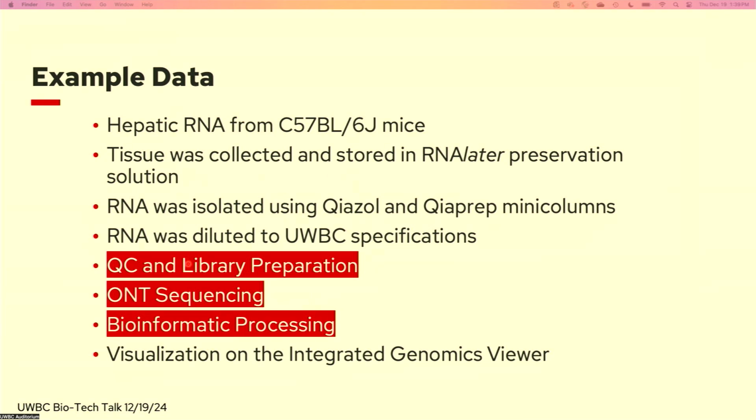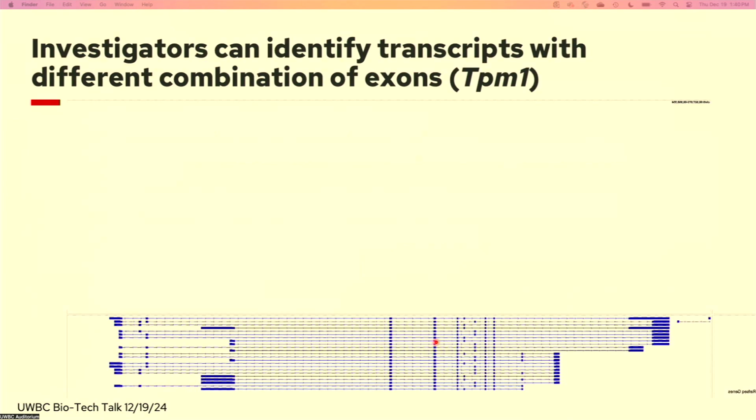The gene expression core did QC and library prep for our experiment. The sequencing core used one ONT flow cell for 72 hours to sequence our data, and then the bioinformatics core helped us do the trimming of the adapters and poly-A sequences. And the visualization, which I'll show you now, is on the Integrative Genomics Viewer, or IGV. I wanted to walk people through what an IGV view would look like.